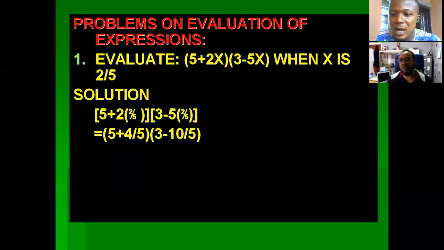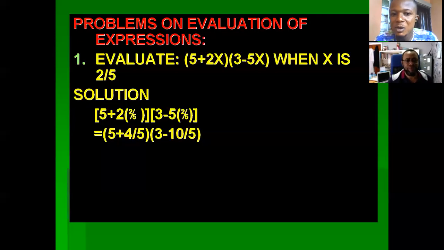For example, this 2, I can choose to call it 2 over 1. Do you understand? The 2 as a whole number, the one after 5 plus 2, can you see it there? Yes. The 2 can be called 2 over 1.